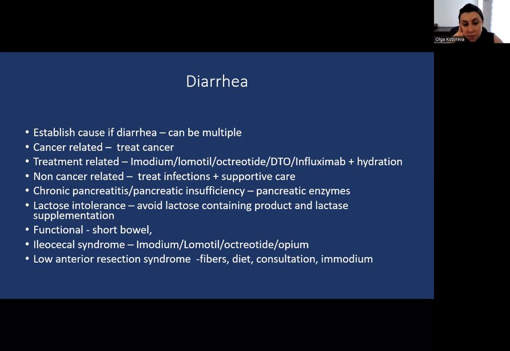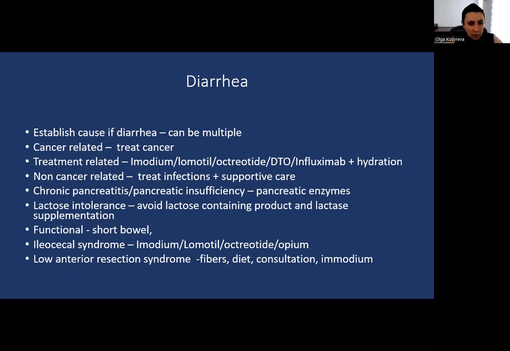hydration, some Imodium or tincture of opium. So as I mentioned, ileocecal valve syndrome, Imodium, Lomotil, octreotide, and tincture of opium can be used. Those you have to titrate and depend on patient schedule.